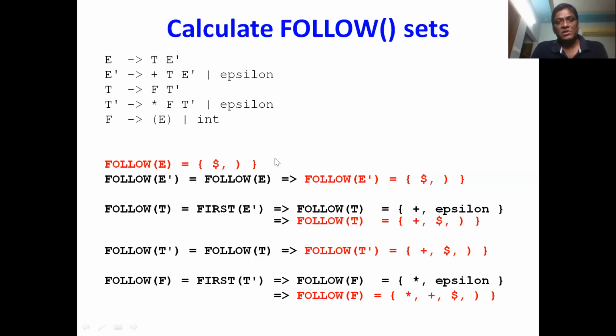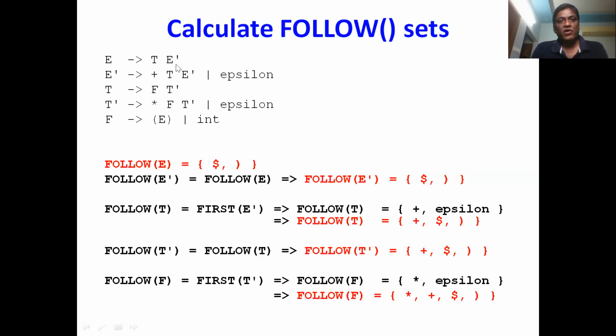The same two symbols, dollar comma closed parenthesis, will come here. Okay. And then we calculate follow of T. Look for T. So here is one T. Here is one T. Okay. And if you look at both the RHS productions, there is a variable followed by T. What is it? E dash.